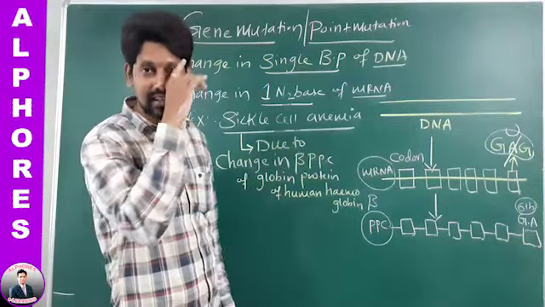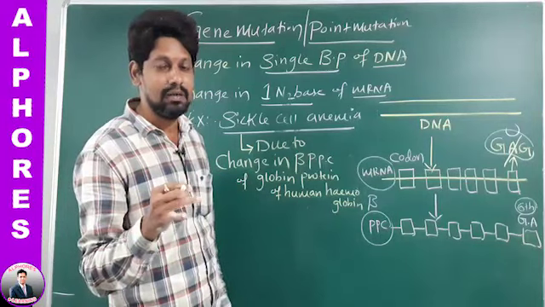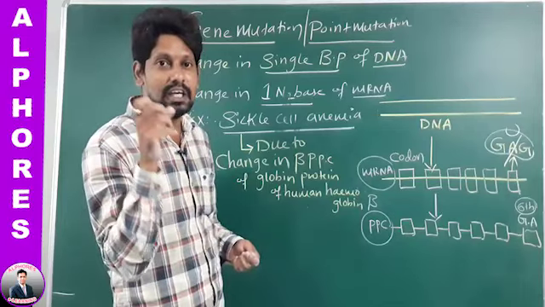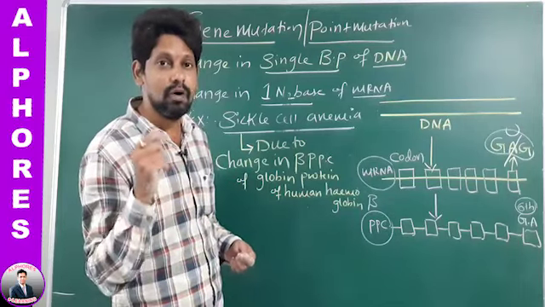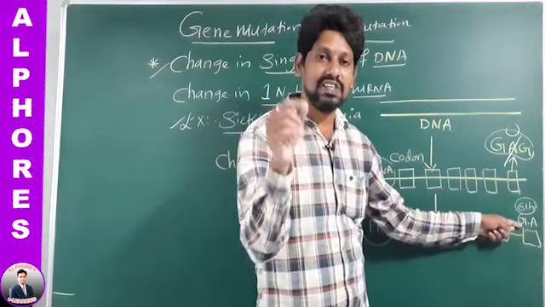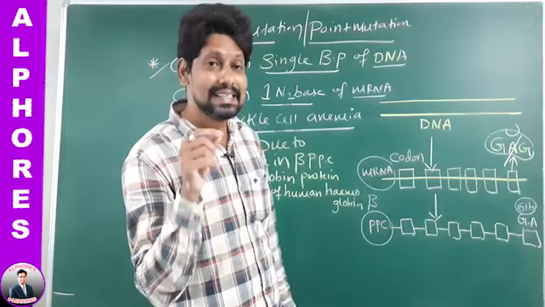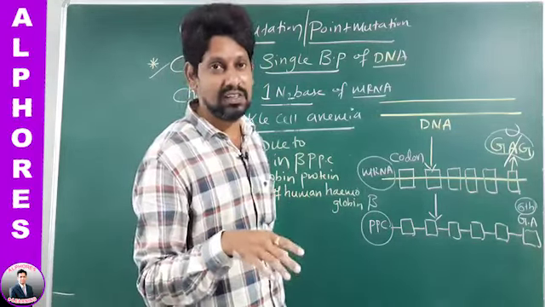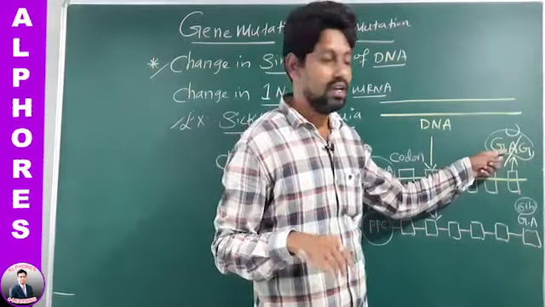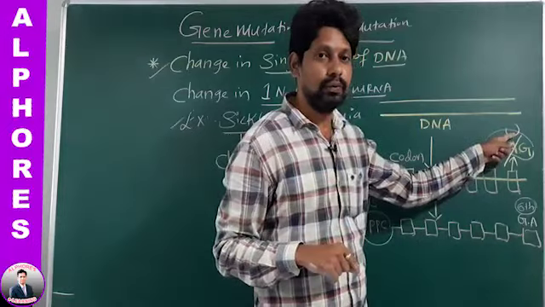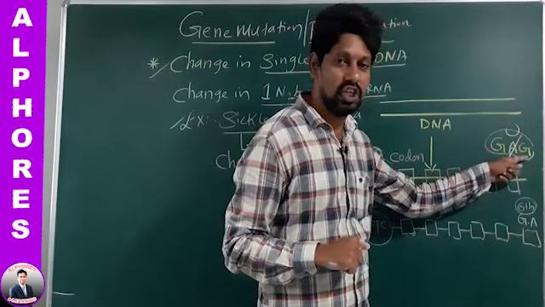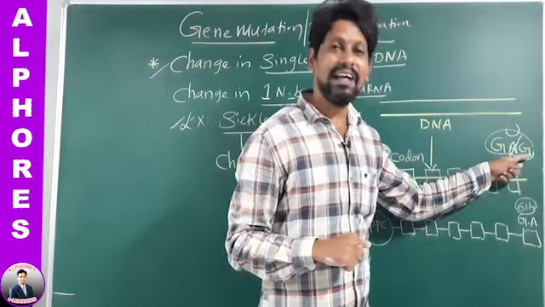It means in a healthy human being, if you see the hemoglobin, the beta polypeptide chain has glutamic acid at the 6th position. But due to mutations, a nitrogen base has changed. A is replaced by U. So GAG has become GUG, and the amino acid has changed.